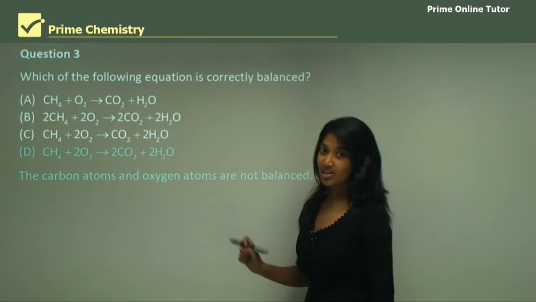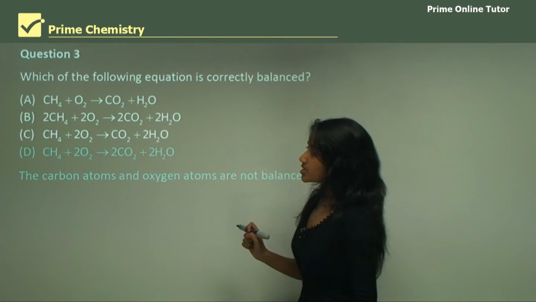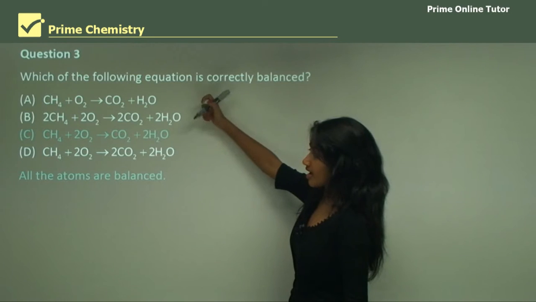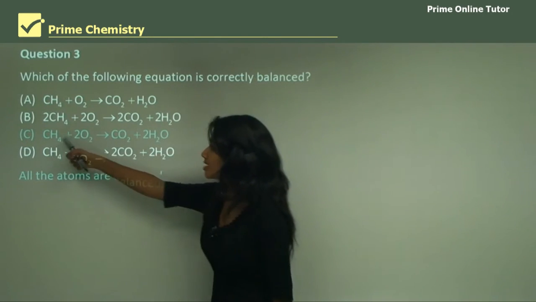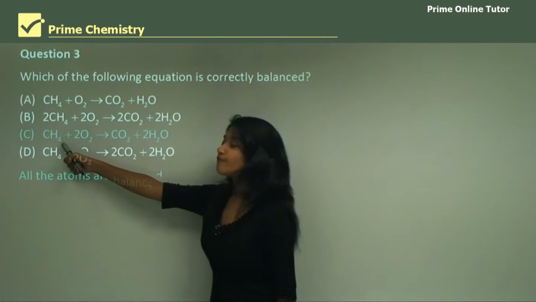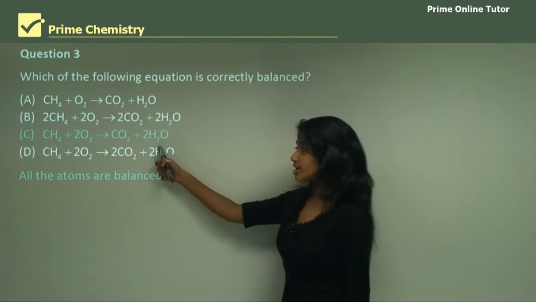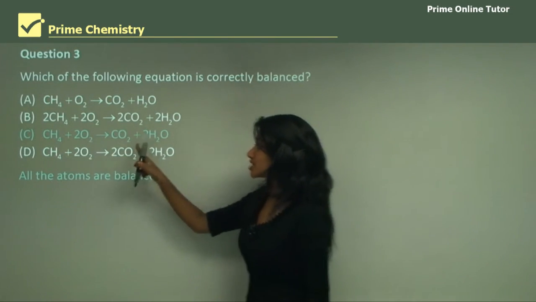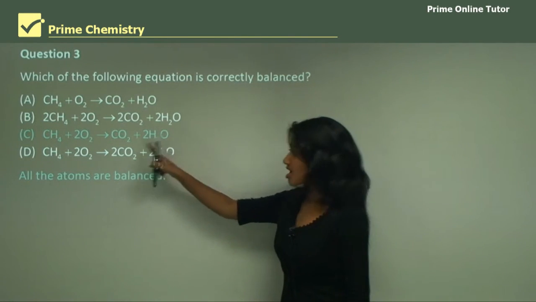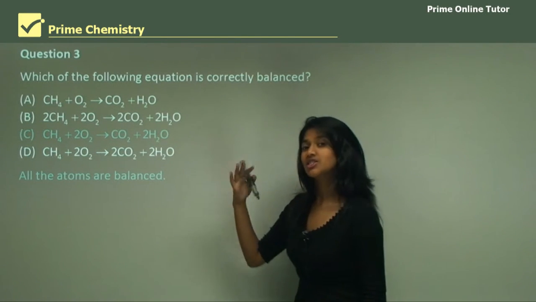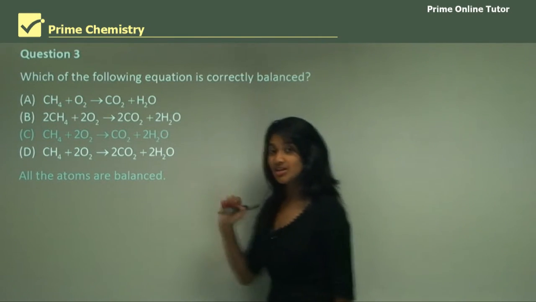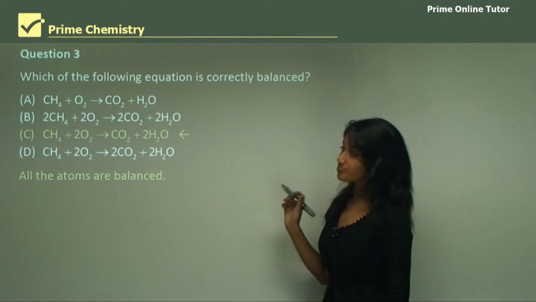So D is not the correct answer. Considering option C, option C has all of the atoms balanced. We have 1 carbon, 1 carbon, 4 hydrogens, and we have 4 hydrogens when you times it by 2. We have 4 oxygens, 2 oxygens from here and 2 oxygens from here, giving us a total of 4 oxygens. So both sides it's balanced, making C the correct answer.